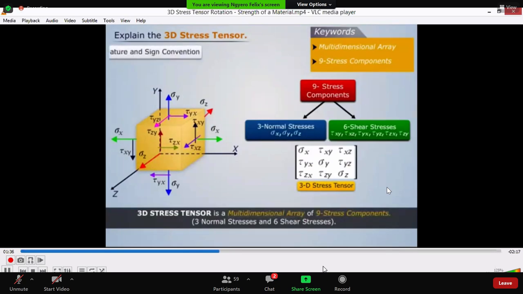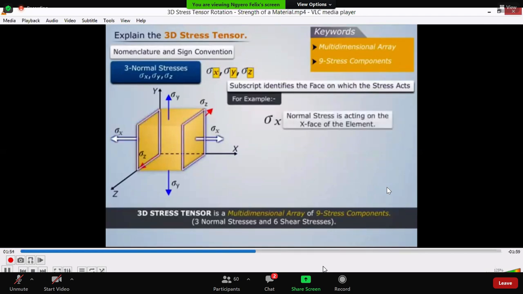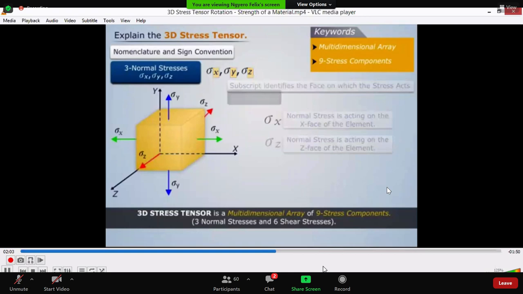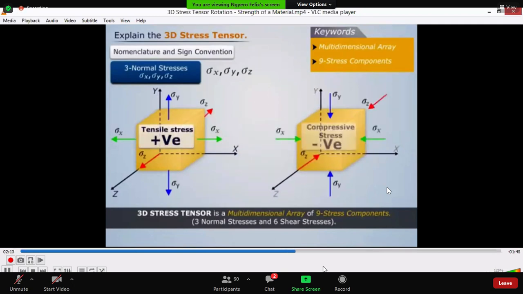Now let's discuss the nomenclature and sign convention for these stress components. Let's start with normal stress. It has a subscript that identifies the face on which the stress acts. For example, normal stress sigma x is acting on the x face of the element, and the normal stress sigma z is acting on the z face of the element. The sign convention for normal stress is very simple. Tensile stress is taken as positive, while compressive stress is taken as negative.